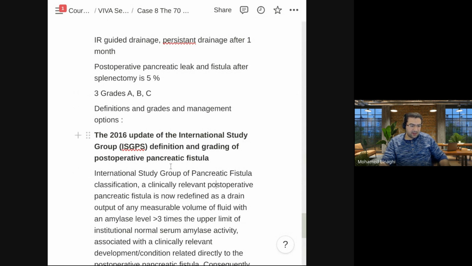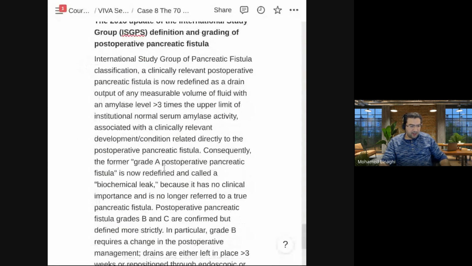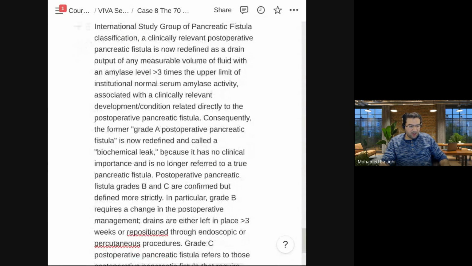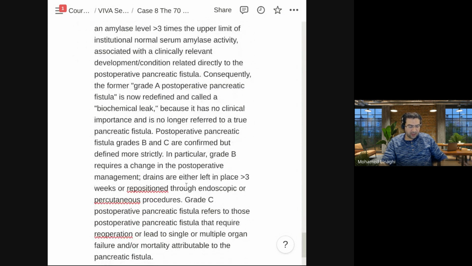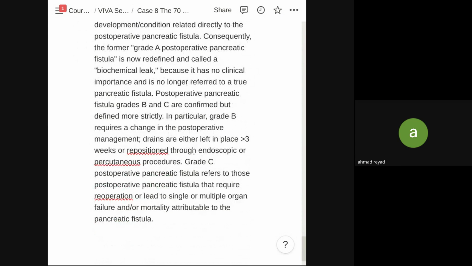And type B and C are B, where you'd need to do some kind of intervention for it, and C, where you may need to do surgery, intervene surgically, either by doing distal pancreatectomy or causing significant morbidity or mortality to the patient. Yeah, reoperation and risk of death.